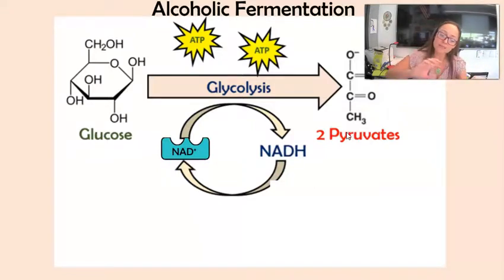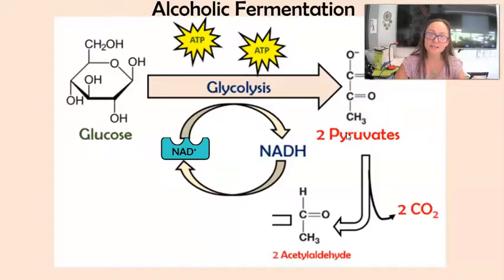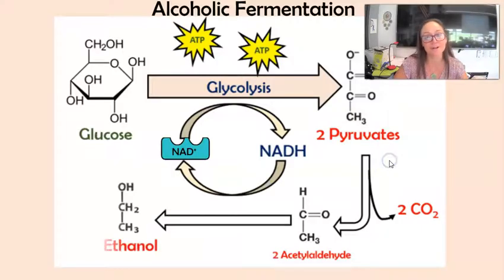In this type of fermentation, when the pyruvate gains the electrons and the hydrogen, there are multiple steps. One of the things that happens is that carbon dioxide is released as a waste product, so carbon dioxide gas will be formed. Then we get acetaldehyde, but then the acetaldehyde is converted into ethanol. Ethanol is alcohol, and so here we have alcoholic fermentation. This is the process that produces beer and wine.